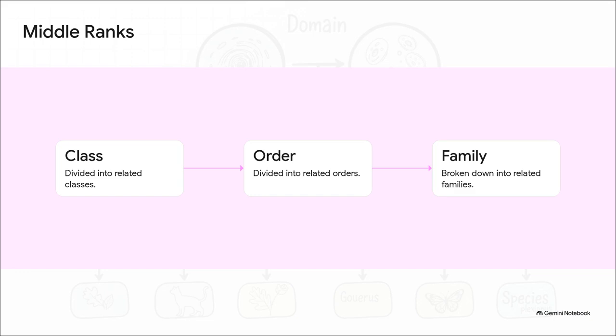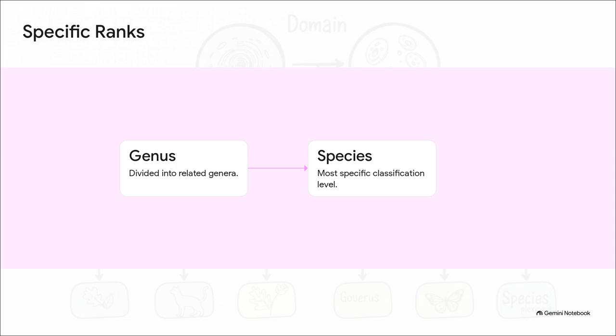As we continue sliding down the funnel, things get more and more specific. Each phylum or division is subdivided into related classes. Then, each class is further divided into related orders, which then break down into related families. At each and every step, these groups are getting smaller, and the organisms inside them share more and more specific traits. Finally, at the absolute bottom of our inverted pyramid, we reach the most precise classifications of all.